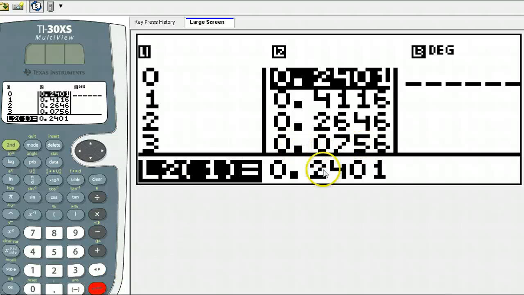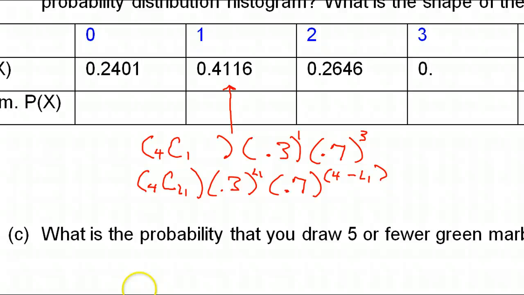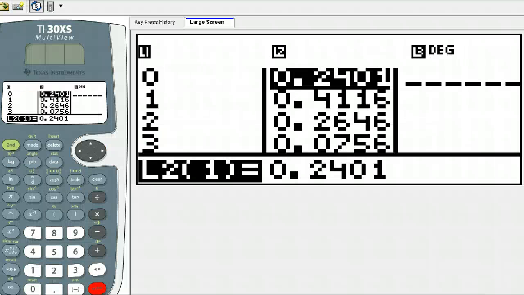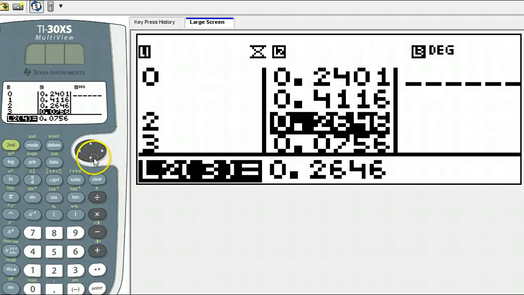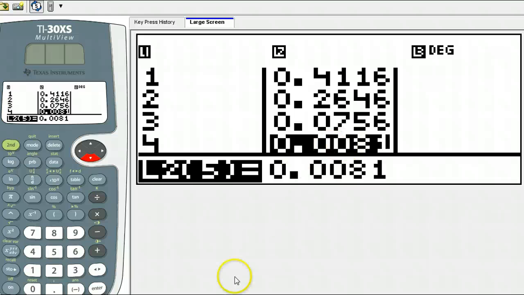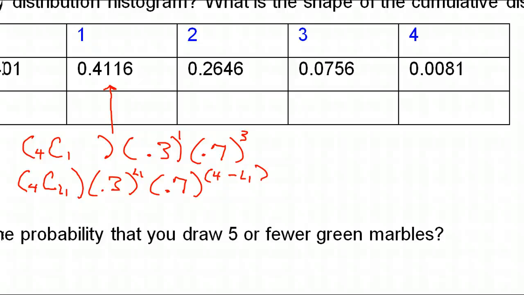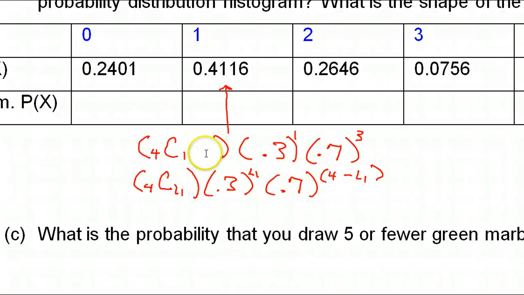The probability of 3 marbles is 0.0756. The probability of picking all 4 marbles is going to be pretty small: 0.0081. So that is how you can get the probabilities. If you're uncomfortable with the whole list thing, then you can just do this calculation over and over again, one at a time, by yourself.